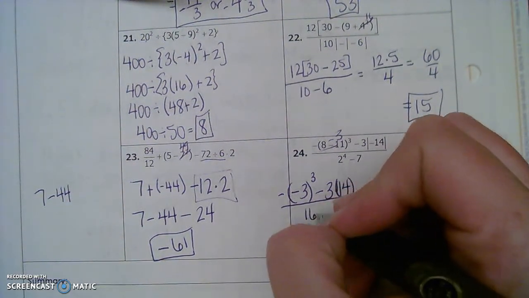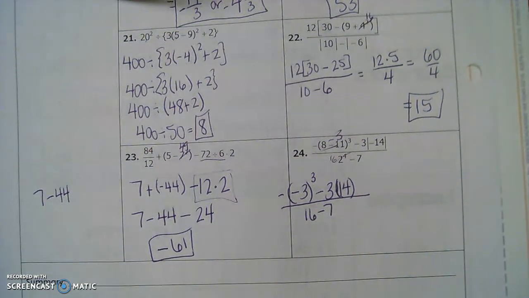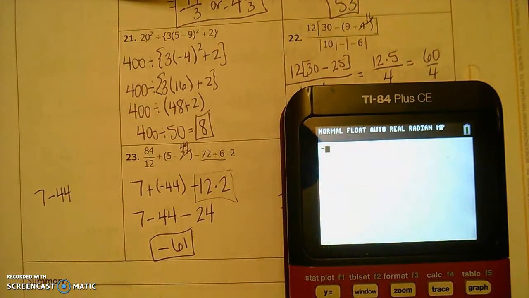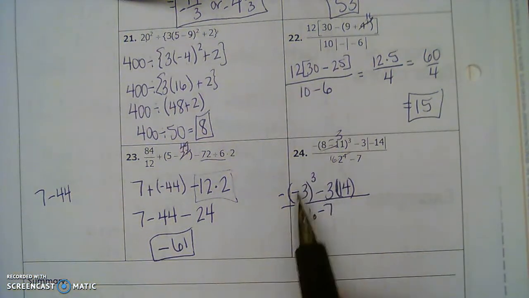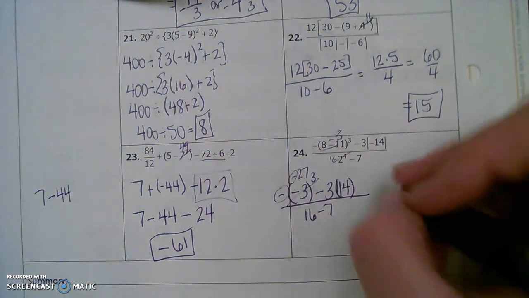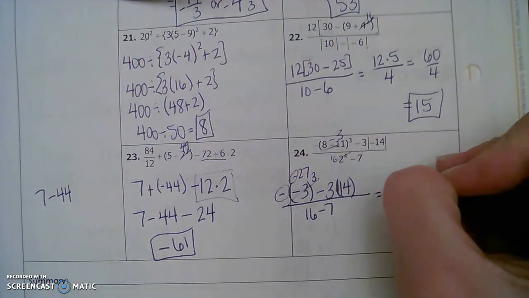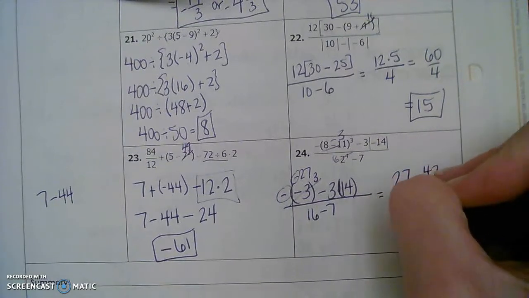16 minus 7. Again, if you just want to cross it out and write that, and do the subtraction right away, that's fine. If you want to put the negative parentheses -3 to the third power in your calculator, you can do that all at once. This would be -3 times -3 times -3. So this part right here is -27. But then you have two negatives, so that makes it +27. Minus 42 all over 9.